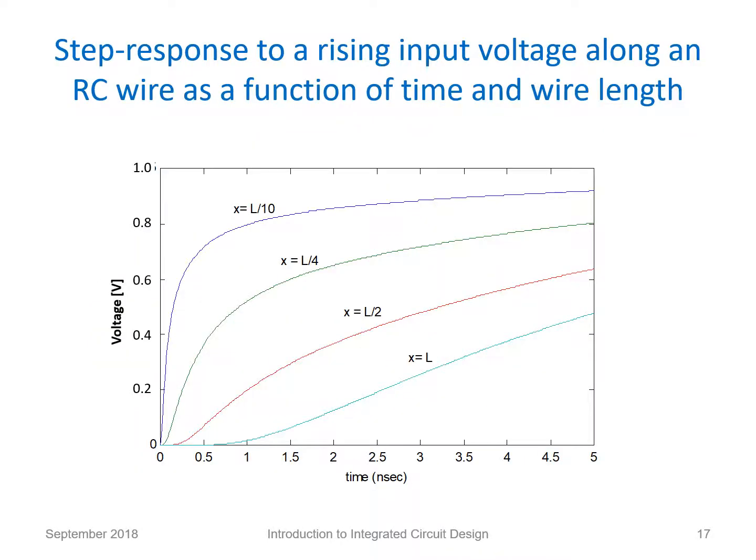This graph shows the step response to a rising input voltage along a resistive wire as a function of time and wire length. Most obvious is that the rise time increases along the wire and must be restored by an inverter or logic gate at the wire end. So in the beginning of the wire, the signal is still very sharp as a function of time with a short rise time. But as we look further and further along the wire, this is at the half of the wire length, and this is at the end of the wire, and the rise time has increased considerably.